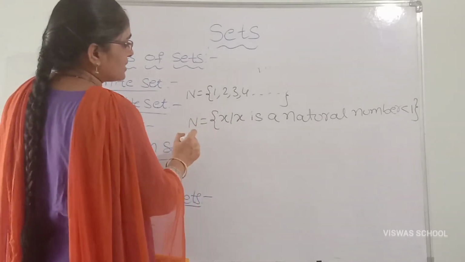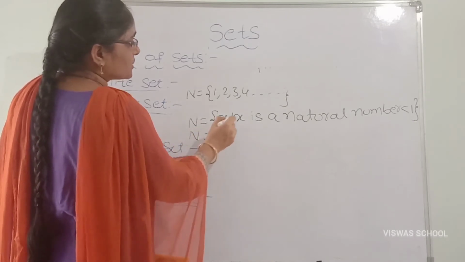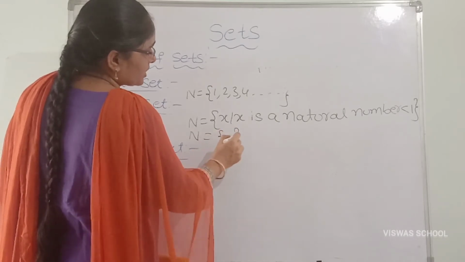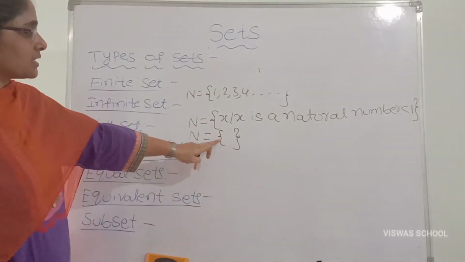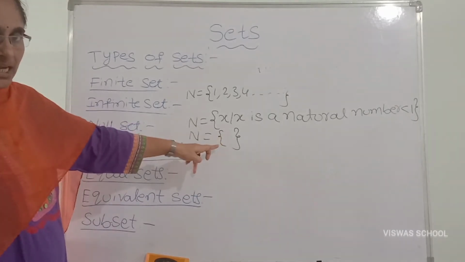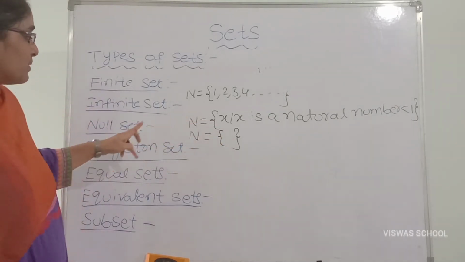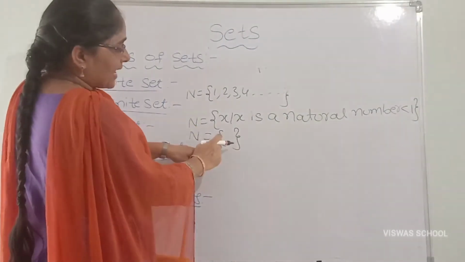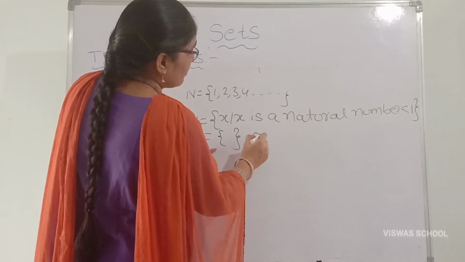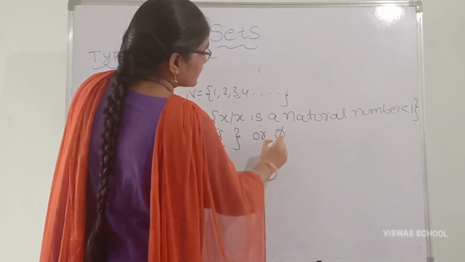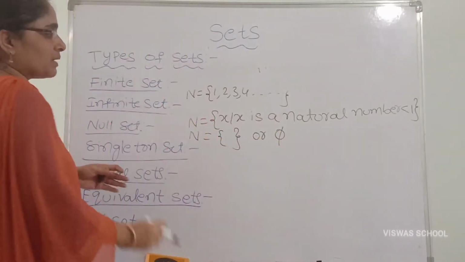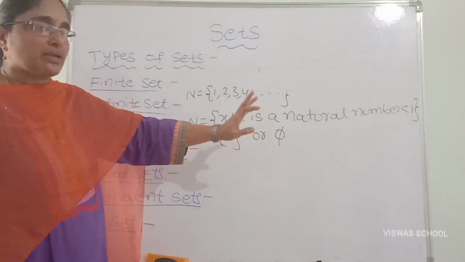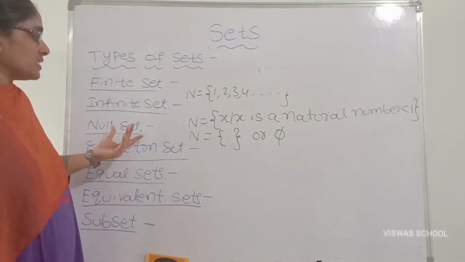The number of elements is 0. That is, N equals, this is the set builder form. When we write the roster form, this is an empty set, a set without any elements. A set without any elements is called a null set. And this null set we can represent as empty braces or phi. You can represent it as phi. This is the null set.